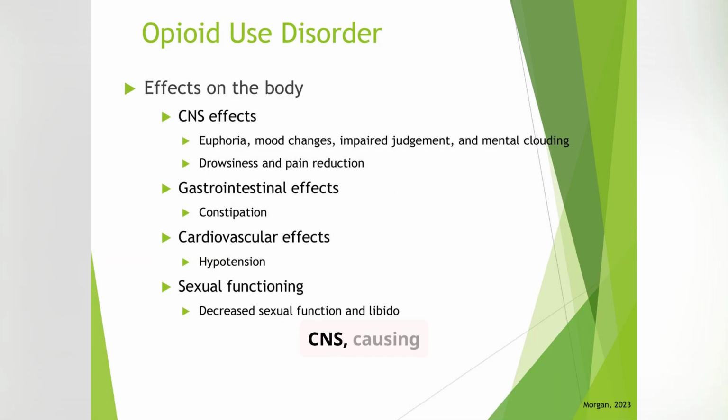Opioids affect the CNS, causing euphoria and mood changes. They also cause constipation and hypotension. Sexual function and libido can be decreased. Understanding these effects is crucial for patient care.